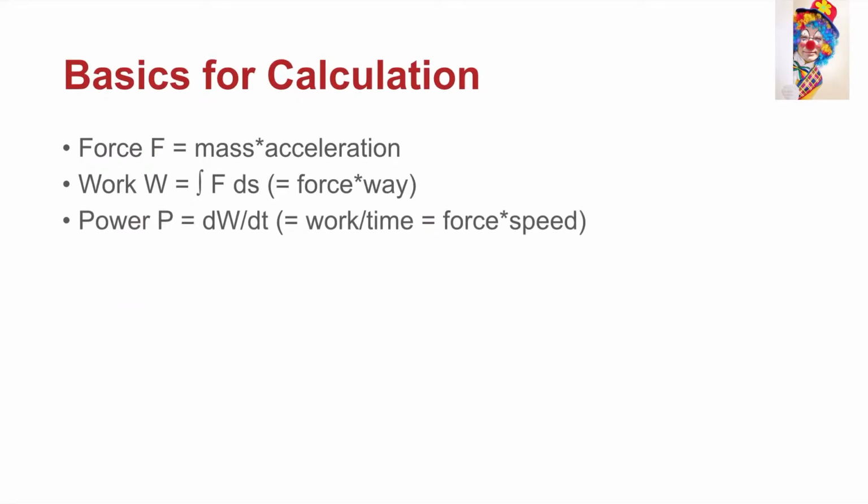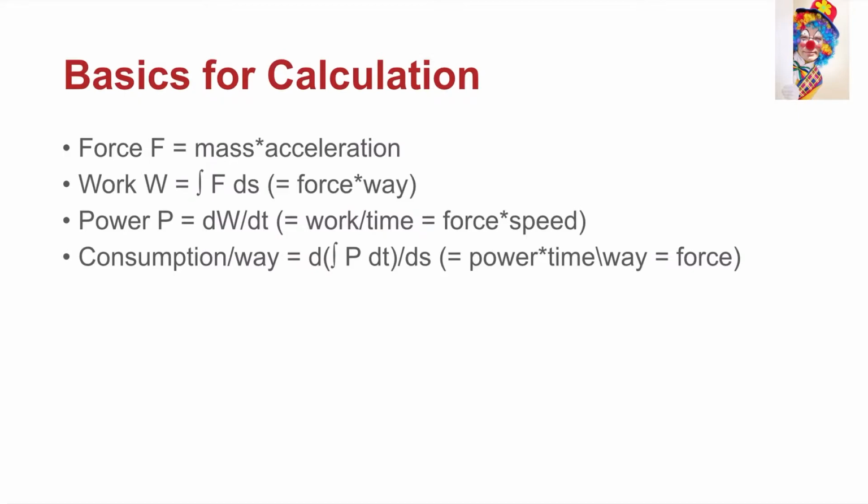Then the power P, this is the work per time. And if you have a constant work per time, then you can also write work divided by time. And this is equal to force times speed, because if you substitute work by force times way, then you can write force times way divided by time, and way divided by time is then the speed.